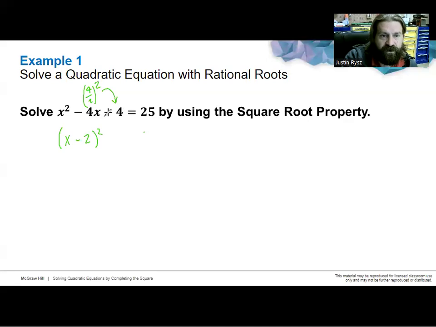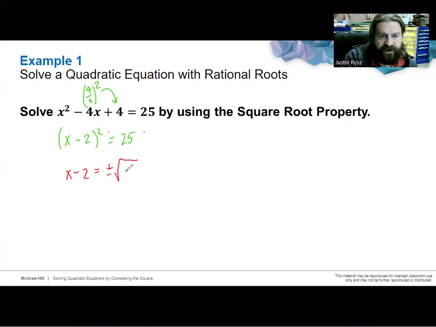So what we can do is write this as x minus 2 squared, because the square root of 4 is 2. We're going to keep the minus sign in the middle the same. Basically, we just cut this middle term in half and we write it here. And then equals 25. Now, if I want to get the x by itself, I can take the square root to get rid of the square.